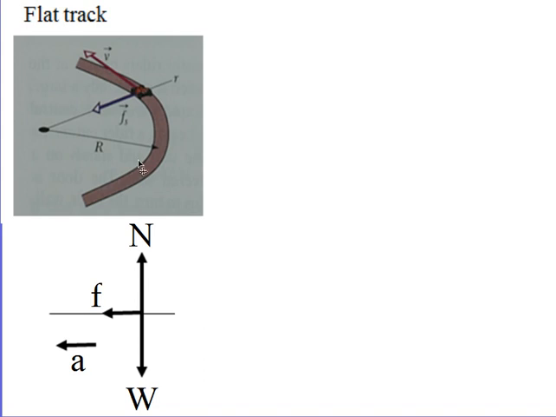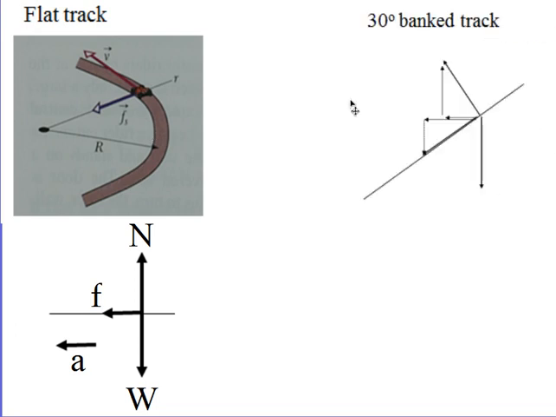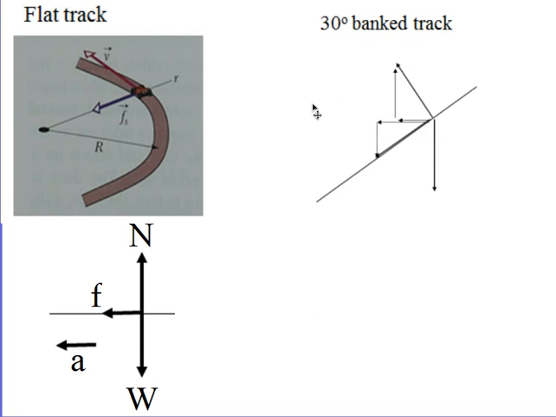I'm not sure why the book stopped with flat, but it is much more interesting if this curve has a bank to it. Here is a 30-degree banked curve, and the thing is going around in a horizontal circle, and so the center of the circle is like this, and there needs to be a force towards the center, causing you to accelerate towards the center.